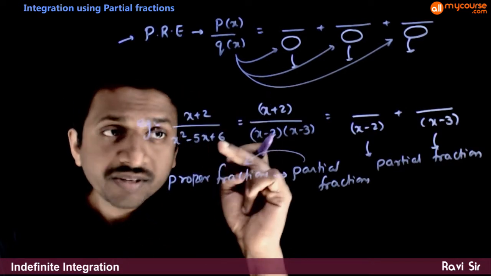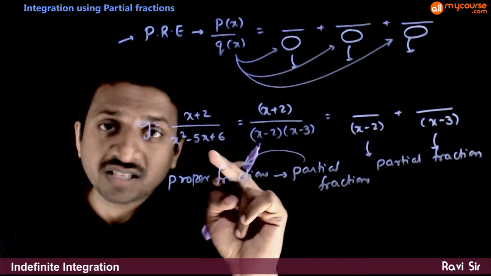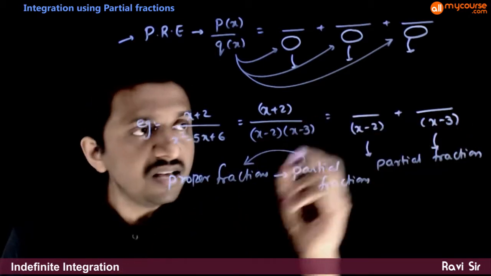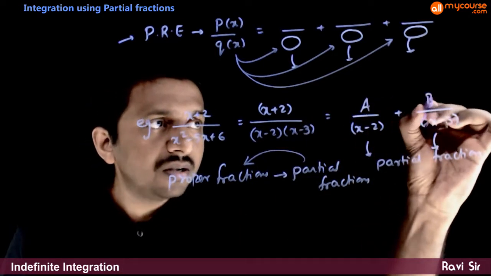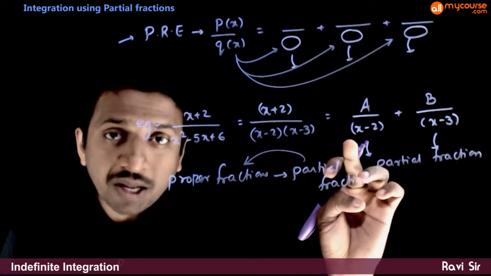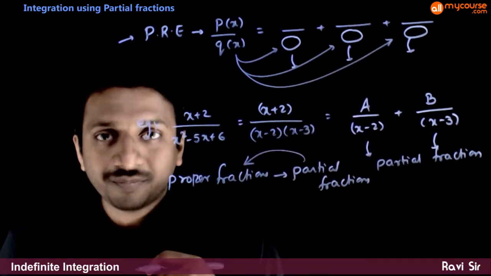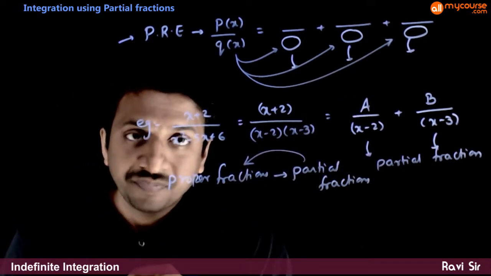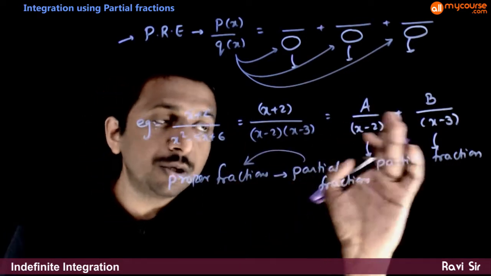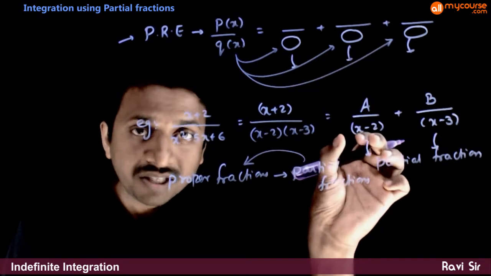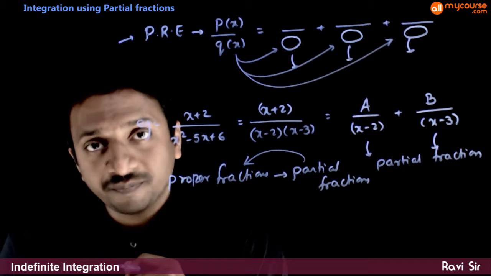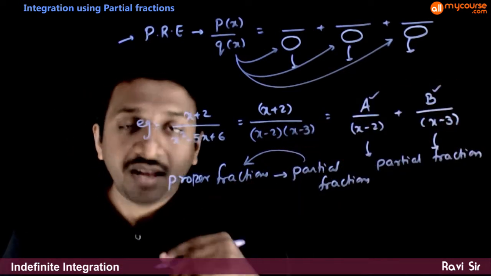So if I decompose x plus 2 by x square minus 5x plus 6 into partial fractions, the denominators are x minus 2 and x minus 3. The numerators are right now unknowns, but they have to be constants because the degree of the denominator is 1. The degree of the numerator has to be 0 for this to be a proper fraction. So x plus 2 by x square minus 5x plus 6 can be decomposed into two partial fractions, one of which has denominator x minus 2, the other of which has denominator x minus 3. Now how do we find A and B?